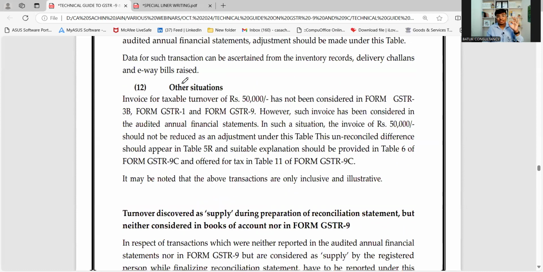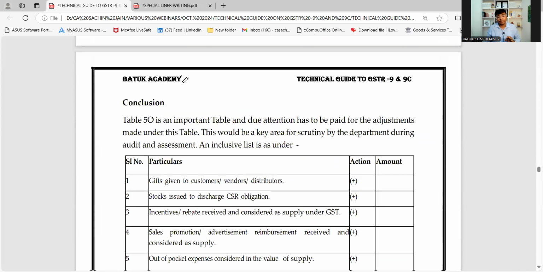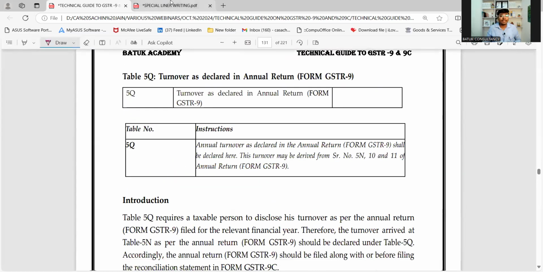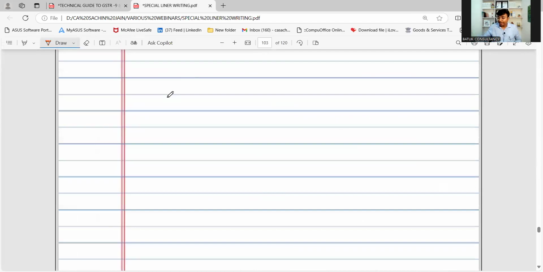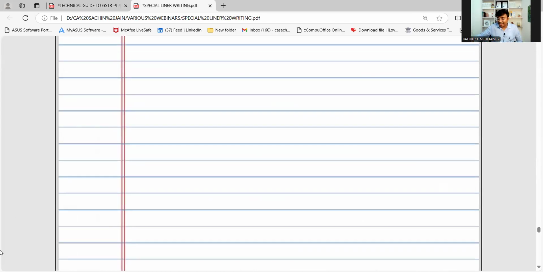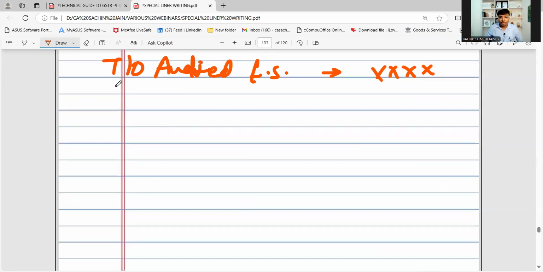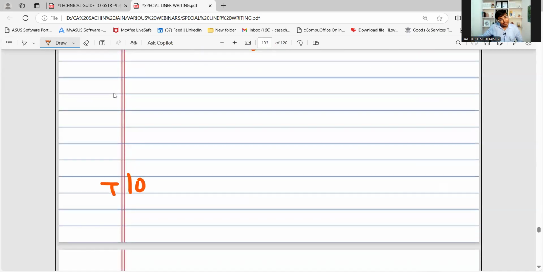Just try to understand with an example. I am just going to share one example, and through the example I am trying to explain the things. Now this table is the turnover as per audited financial statement. Suppose this is the turnover. And you need to compare it with the turnover as per GSTR-9, that is the annual return.